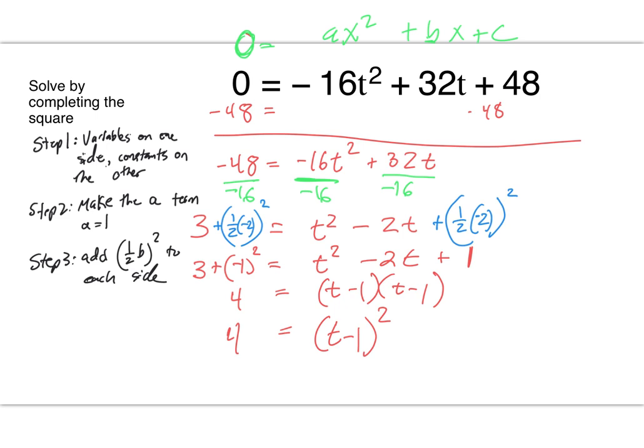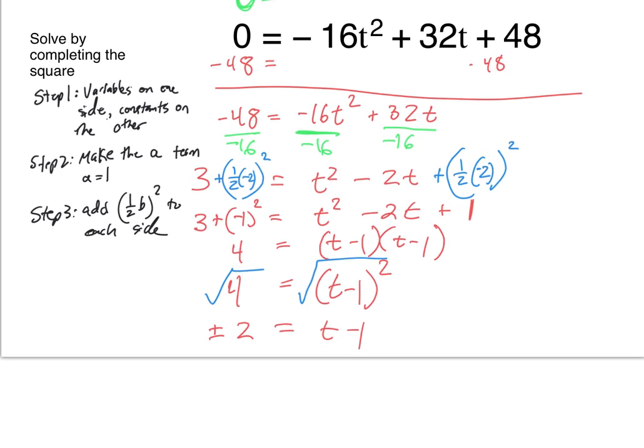Now I'm going to solve for t. There's my t, trapped inside the parentheses. The whole thing is being squared. So I'm remembering, well, how do I get rid of a square? Inverse of squaring is square rooting. This will be plus or minus 2 equals t minus 1. Add 1 to both sides. T equals 1 plus or minus 2.